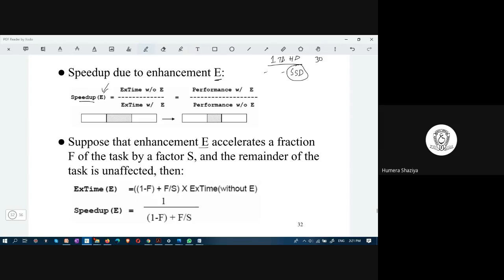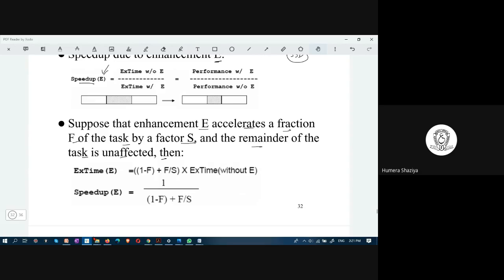Suppose that enhancement E accelerates a fraction f of the task by factor s, and the remaining part of the task is unaffected, then this is the equation. Execution time with enhancement is 1 minus f. What is f? The fraction of acceleration, meaning improvement, plus this acceleration fraction over factor s. By what factor has this improvement taken place? How much improvement you have achieved by that enhancement, times execution time without enhancement.